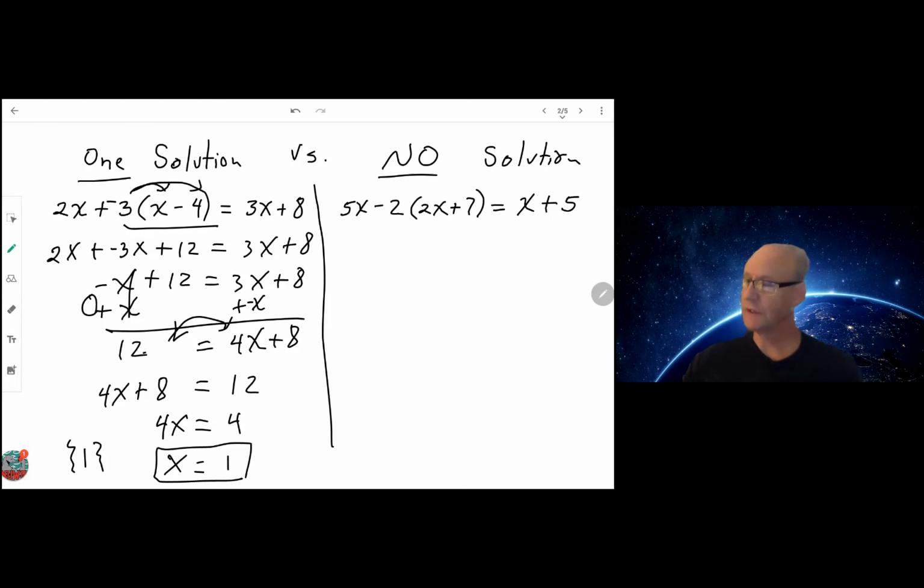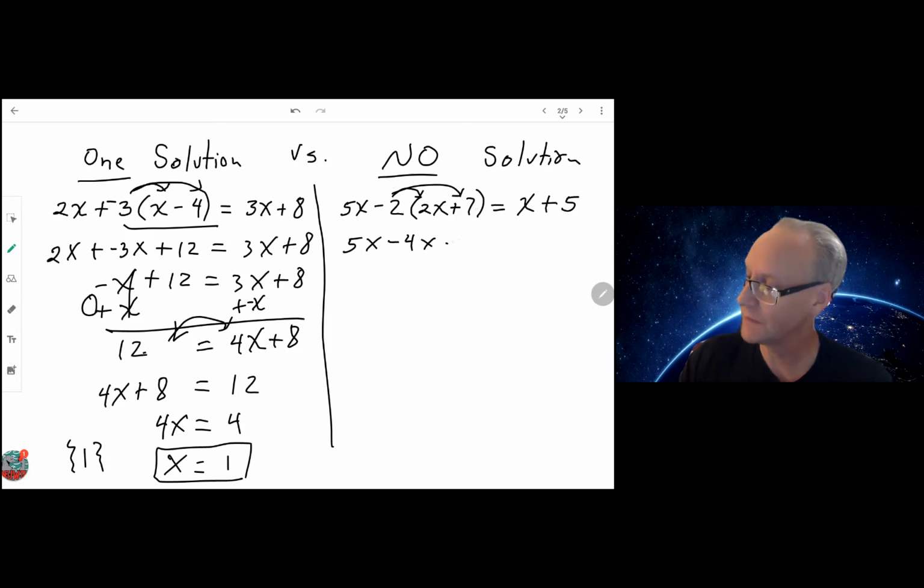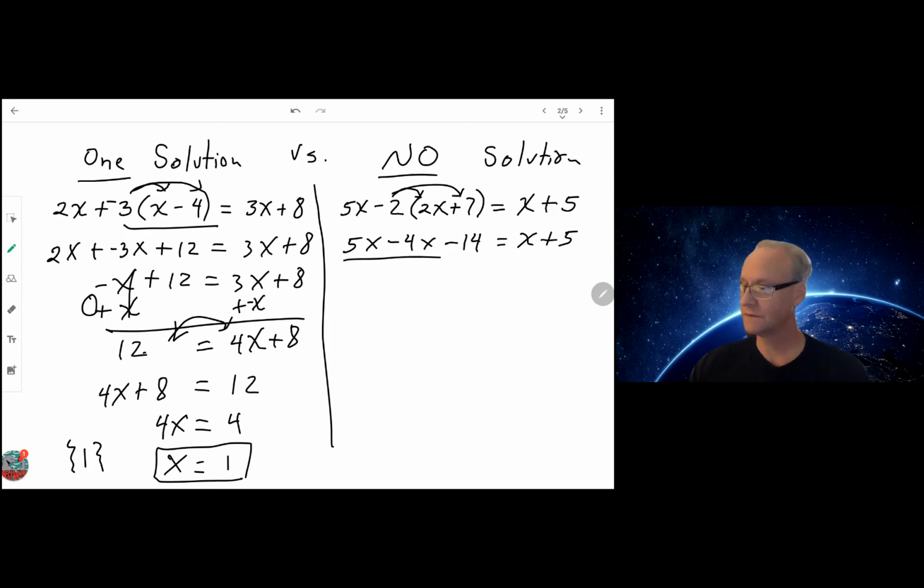Now in this situation, we're going to distribute our -2 to both parts. And I'm not going to do the little shift change here. This is 5x minus 4x. Hopefully you see that's minus 14 is equal to x plus 5. 5x minus 4x is 1x.